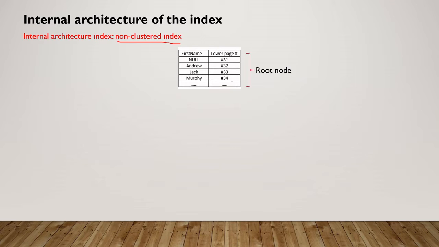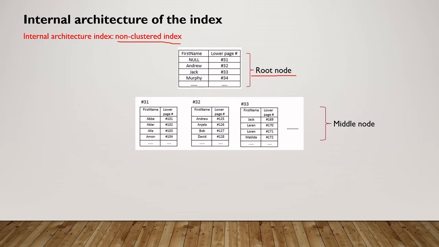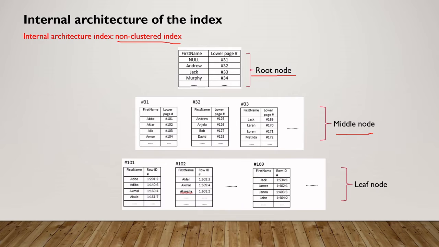The first level is called the root node and contains one root page. After the root node, here come the middle nodes. Middle nodes may consist of several levels based on the data. In our case, it consists of only one level since we have very small data. After the middle level node, lastly comes the leaf node where the index architecture ends.